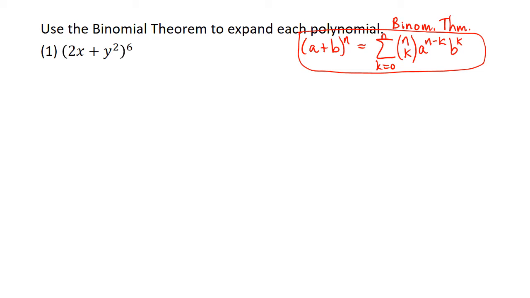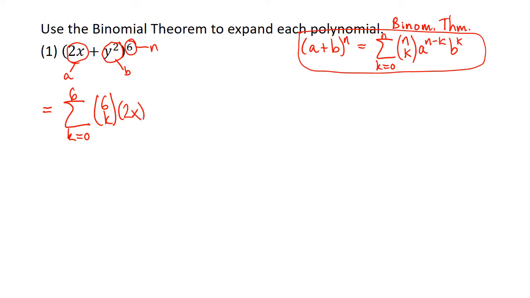All right, so in this case, a is 2x, and then y squared is b, and 6 is n. So those are the things that you need to use in this formula. So this is going to be the sum from k equals 0 to 6. So I'm putting 6 in for n. And then it's going to be 6 choose k. And then we're going to have a. Be careful to put a in parentheses.